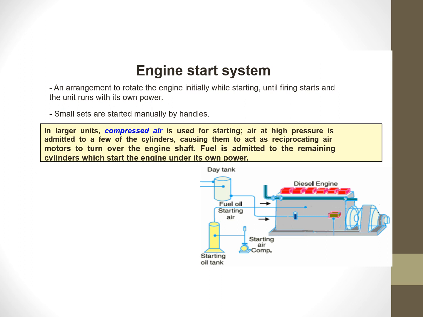And the injection will be there. After that, combustion will be initiated. Once the engine gets started, this air intake system will be stopped. This is a very important engine start system. So the compressed air will be supplied for starting. High pressure air is admitted to a few cylinders, causing them to act as reciprocating air motors to turn over the engine shaft. Like in motorcycles, we are cranking. In a similar way, instead of cranking manually, we are supplying the compressed air. That is called the engine start system.